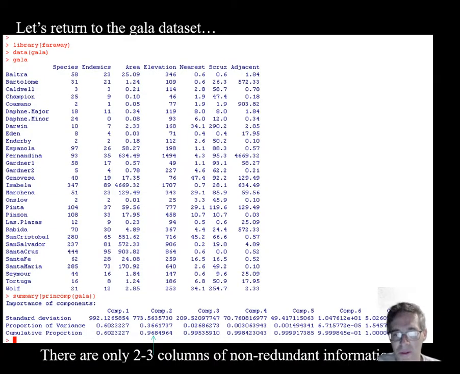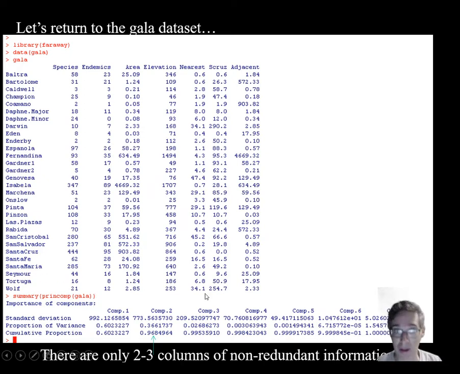So to show the utility of PCA, let's return to the Gala dataset and just perform PCA. We have gone through a lot of algebra to show how you can do this manually. But of course, in R, you don't have to do any of this manual mucking around with eigenvectors or eigenvalues. You can use just the command princomp.